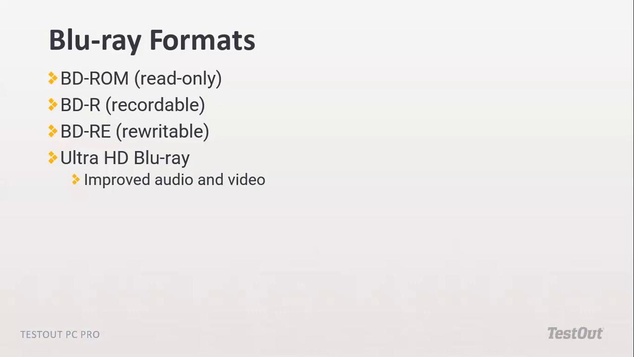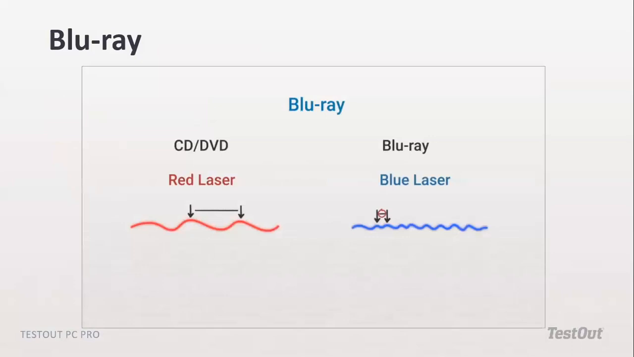I think that's how that whole procedure works. So that being said, we move to the various formats of Blu-ray. The BD-ROM, where ROM stands for read-only memory. The BD-R, recordable. R stands for recordable. BD-RE, rewritable, and Ultra HD Blu-ray, which has improved audio and video.